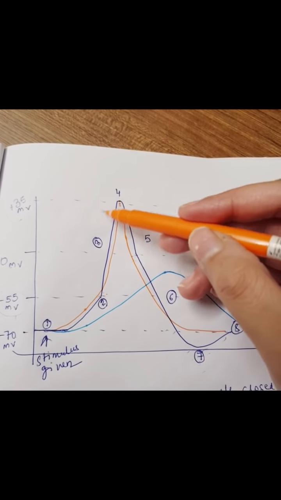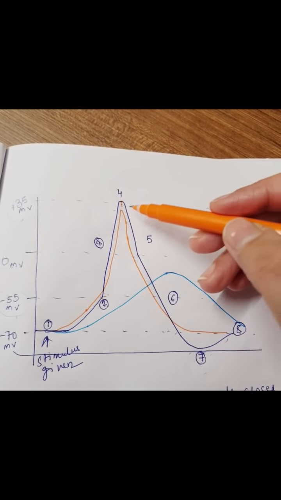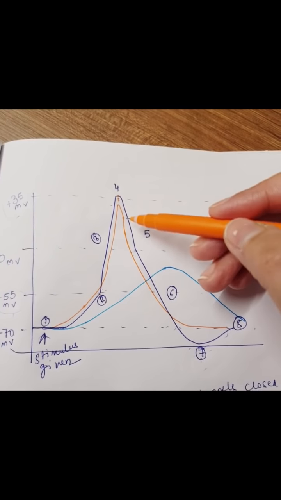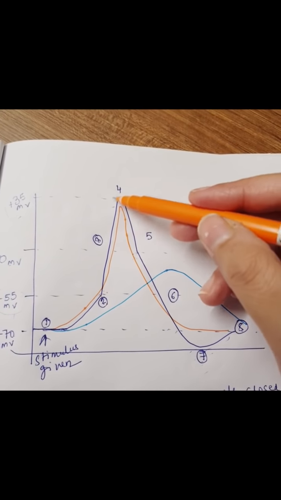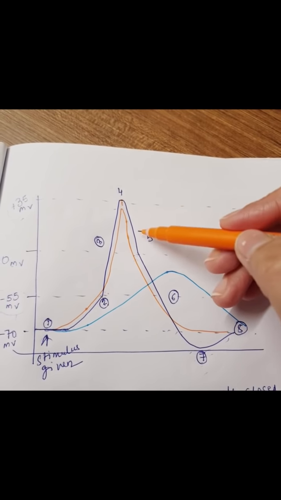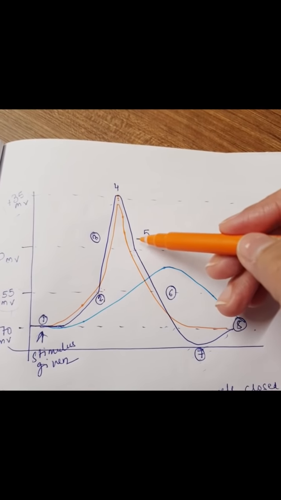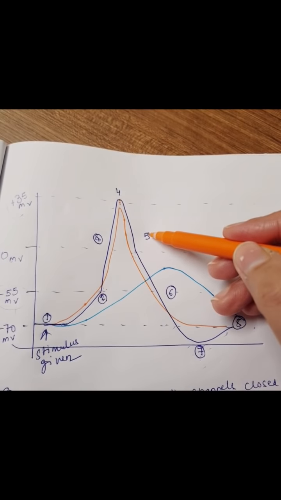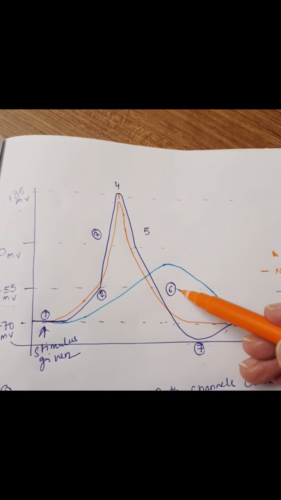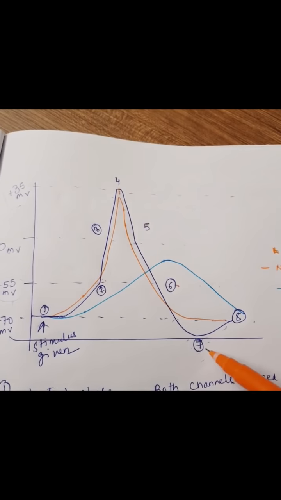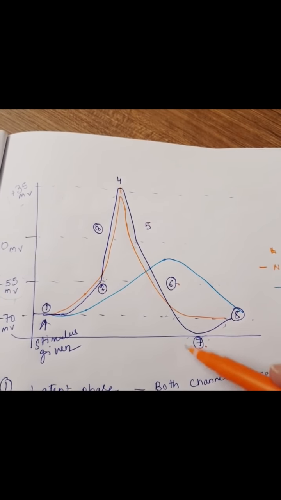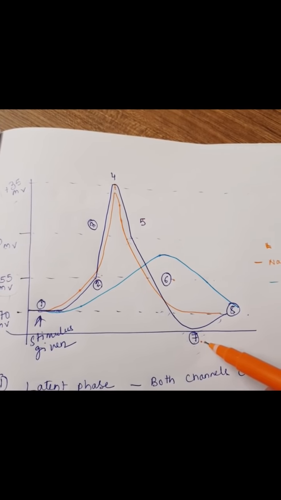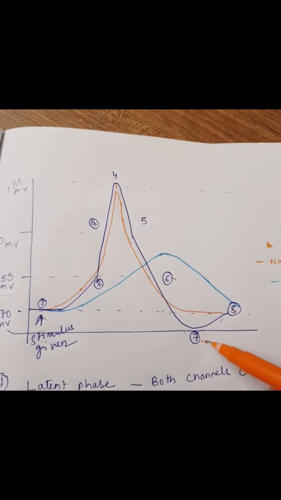The voltage gated sodium channels start closing. Now the slow potassium channels open. The sodium channels are inactivated. The potassium channels remain open. So potassium channels remain open in rapid repolarization, in after depolarization, in after hyperpolarization. In after hyperpolarization, now the sodium channels move from inactivated state to closed state.